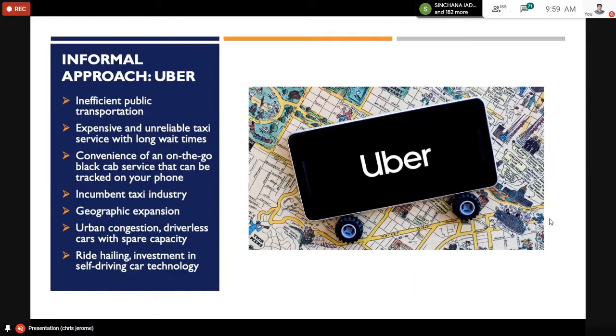And Uber also said that because they recognized that there could be driverless cars in the future, what driverless cars would mean is that these cars effectively have spare capacity when the owner of these cars is working or is at home. And then what they could potentially do is use these driverless cars as Uber cabs. And therefore, they've invested a lot of money in driverless technology. So therefore, we've seen that Uber has ensured that its business model is flexible.